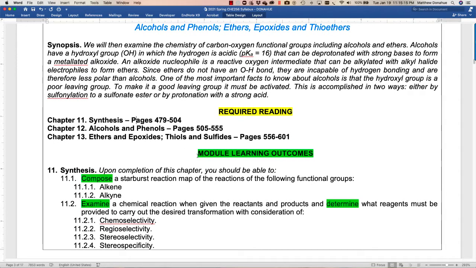What I've done in the next section is give you the module learning outcomes. For every chapter, you have these module learning outcomes.